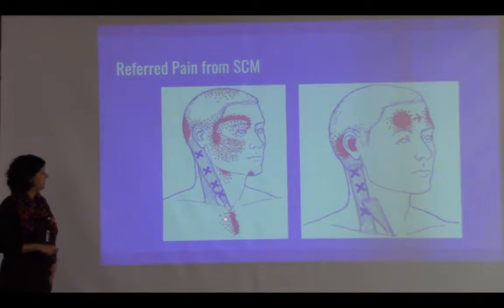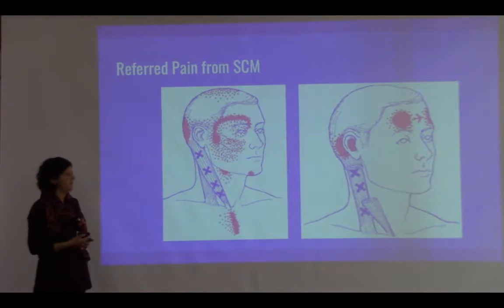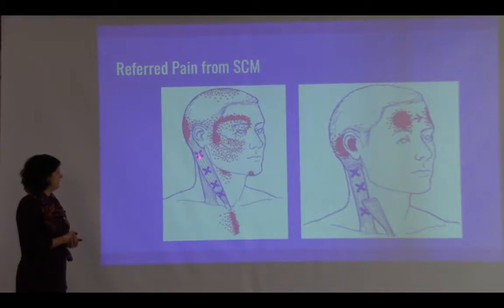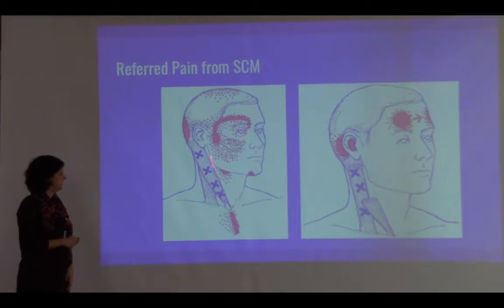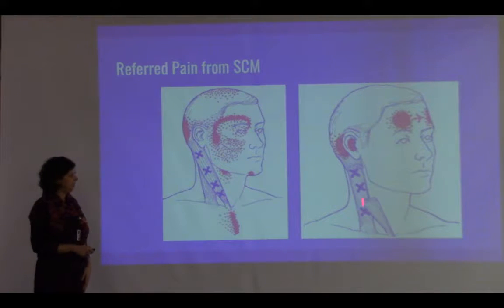Scalenes are deeper in the neck. Trapezius, which is kind of back here. Your temporalis muscle. Superficial and deep masseter muscles, and then the semispinalis capitis and semispinalis cervicis are both kind of on the back of your neck, closer to the bottom of your occiput or the bottom of your skull. And then the suboccipital muscle is also right in the back, kind of at the base of your skull.